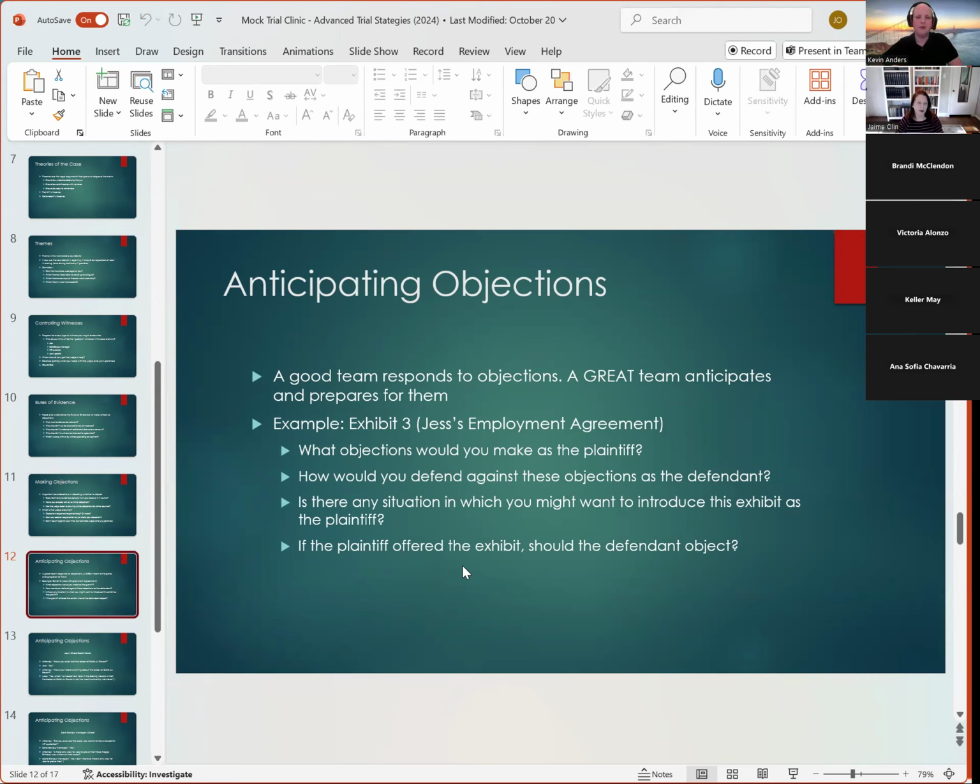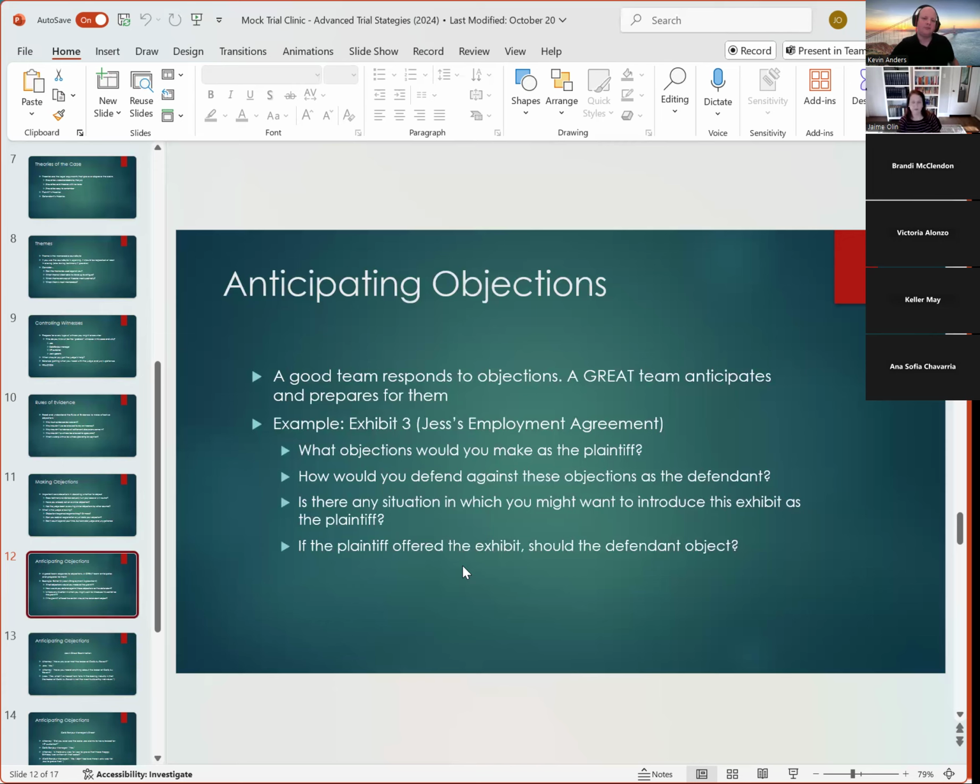But a great team anticipates what those objections are going to be and prepares for them. Like we were talking about with the proof chart, you might know that some of the evidence you want to bring in is going to elicit an objection, or it should if you're up against another good team. And so when you're preparing, you can, in that issues column, anticipate what you think the objections are going to be and how you're going to handle them if they come up. That is very much something you can do ahead of time.